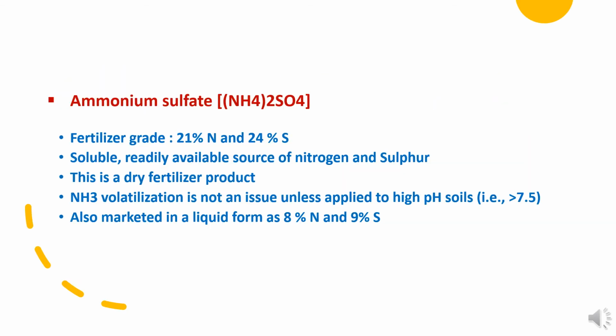Under ammonium fertilizers, first fertilizer is ammonium sulphate, which contain 21% of nitrogen and 24% of sulphur content. These fertilizers are soluble and readily available to the plants. In high pH soils, there may be volatilization losses where nitrogen is lost in the atmosphere in the form of ammonia gas. This fertilizer is also available in liquid form, where it contains 8% nitrogen and 9% of sulphur in solution form.